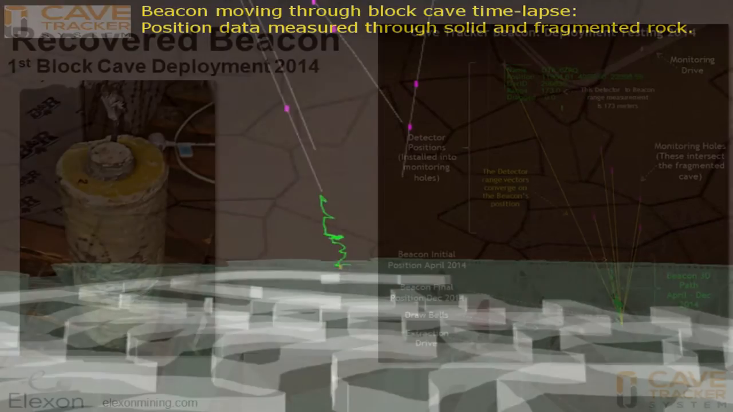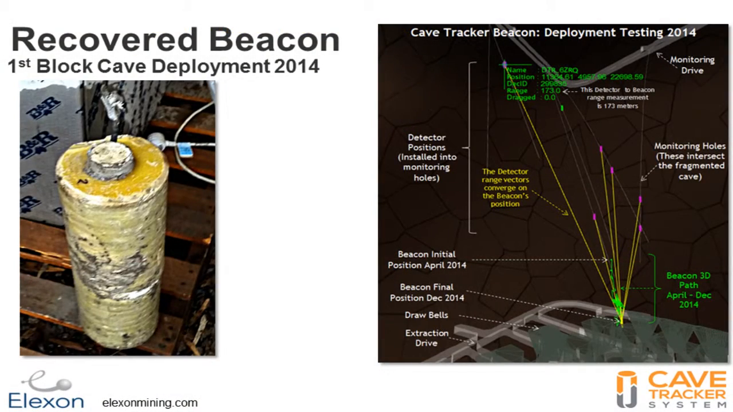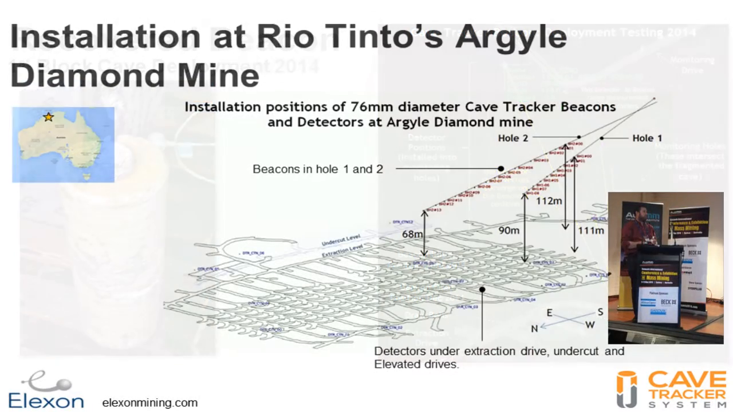Here's the beacon that was actually recovered, and here's a picture of it here. Still recognisably a beacon. I know it certainly went through one crusher and perhaps two crushers, so it's still doing pretty well. There's a few chunks taken out of it, but yeah, we followed that beacon all the way down. So we were very happy with that. Again, that was the world's first to actually track something down to the ore point through the fragmented zone. So our next installation, Rio Tinto's Argyle mine up here in northwest Australia, was a much larger scale affair.